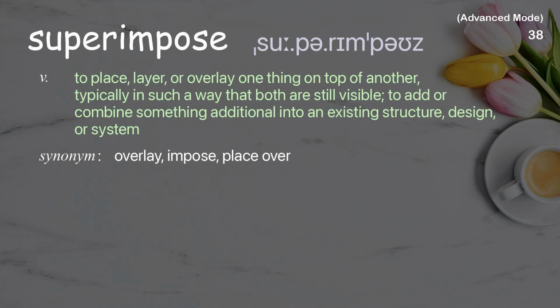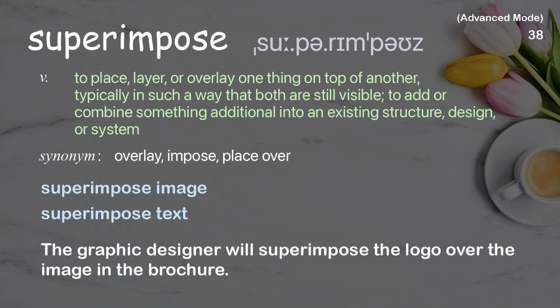Superimpose. To place, layer, or overlay one thing on top of another, typically in such a way that both are still visible. To add or combine something additional into an existing structure, design, or system. Examples: Superimpose image. Superimpose text. The graphic designer will superimpose the logo over the image in the brochure.